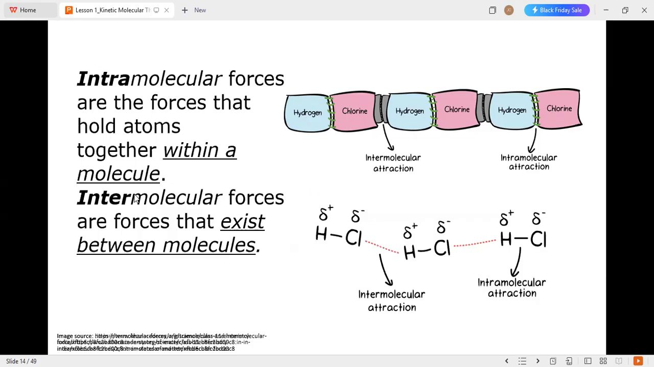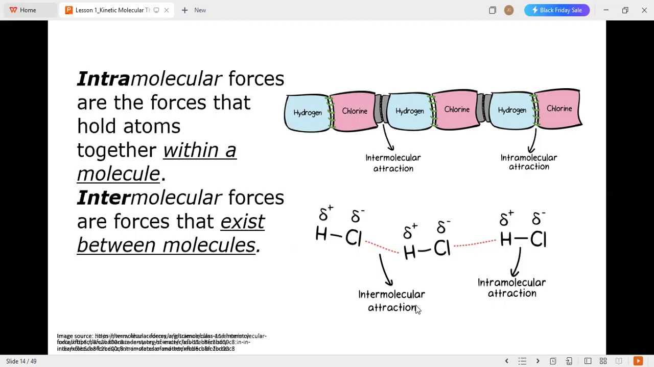On the other hand, when we talk about intermolecular forces, these are the forces that exist between molecules. So say, for example, we can see here a molecule of hydrogen chloride and another molecule of hydrogen chloride. And there is a tie or connection or attraction between these two, and this is what you call your intermolecular attraction. This is between one molecule and another molecule.